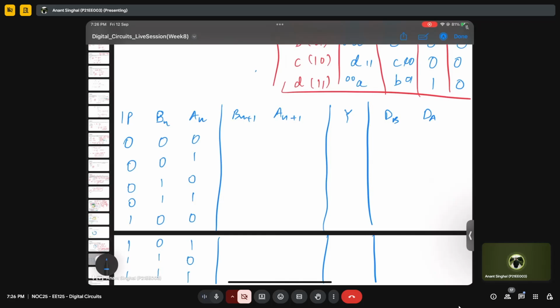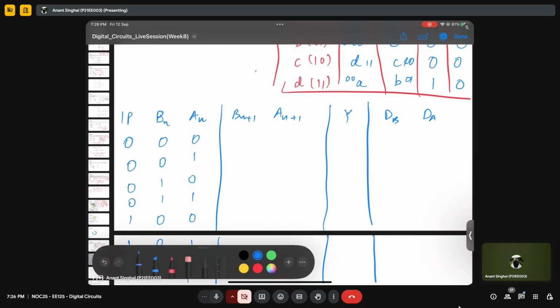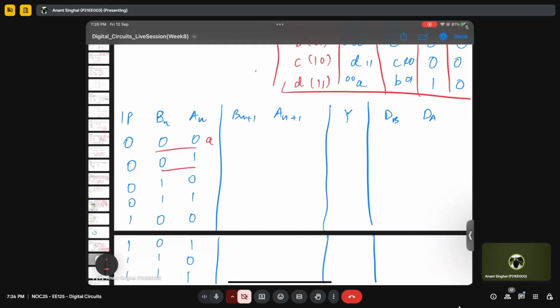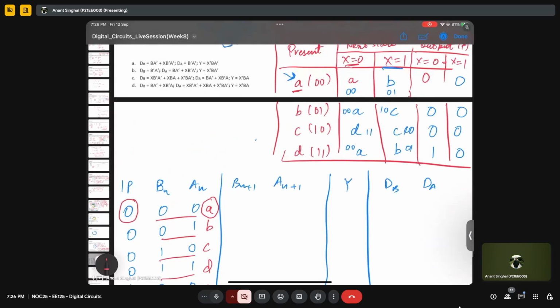Okay. So we need to find now. We can clearly see that 0 0 is A, 0 1 is B, 1 0 is C, 1 1 is D. So again, this is A, B, C, D. What I'm now trying to say is, when the input is 0, the present state is A. So when the input is 0 and the present state is A, then the next state also comes as A, right? So it should be 0 0 and the output is 0. Is this 0 0 0 clear to everyone?